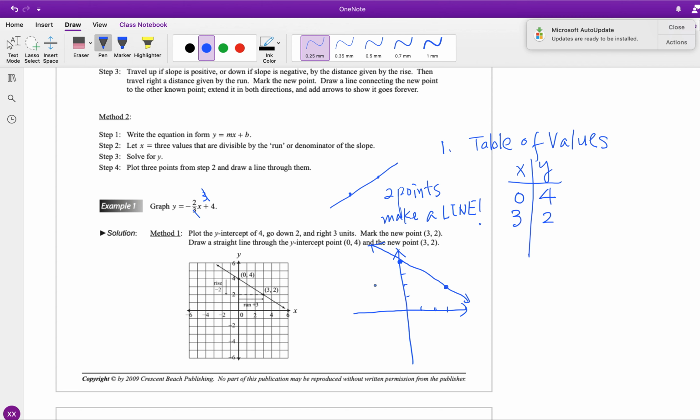Done. Okay. Another way to do it, the same question. Another way to do it is to use m, which is the slope, and use b, which is the y-intercept.